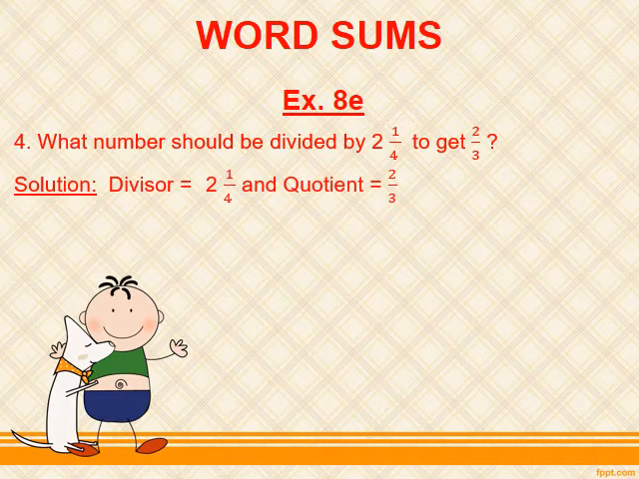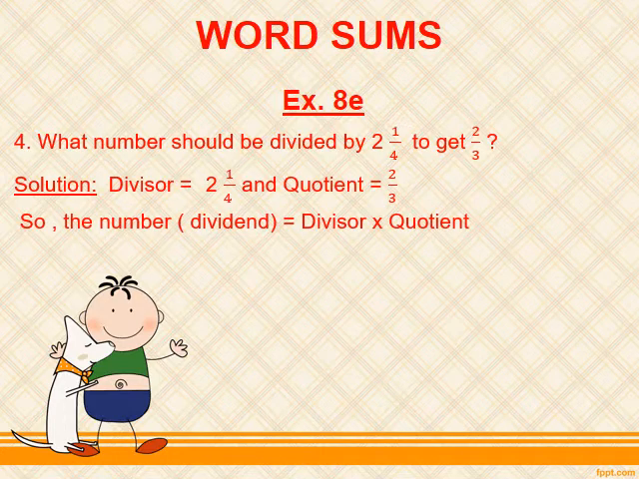Children, as we know that the number which we are supposed to find should be divided by 2 1 by 4. So we can say that 2 1 by 4 is the divisor, and we get 2 by 3 when we divide the number by 2 1 by 4. So 2 by 3 is the quotient. So we are writing divisor is equal to 2 1 by 4 and quotient is equal to 2 by 3. And so the number, which is also the dividend, is equal to divisor multiplied by quotient, as we know how to find out the dividend if the divisor and quotient are given.